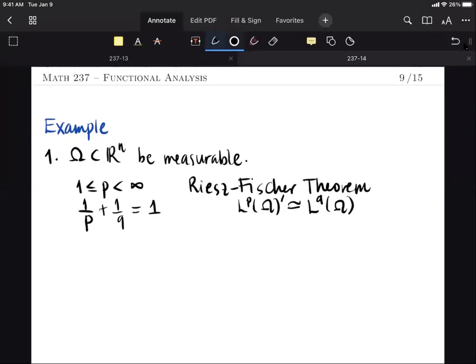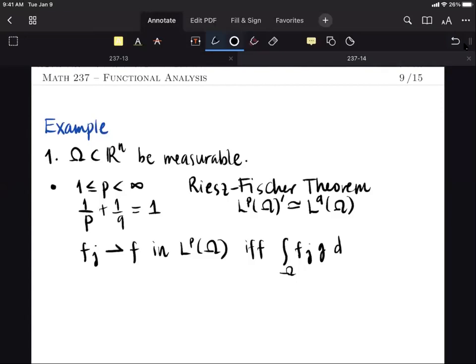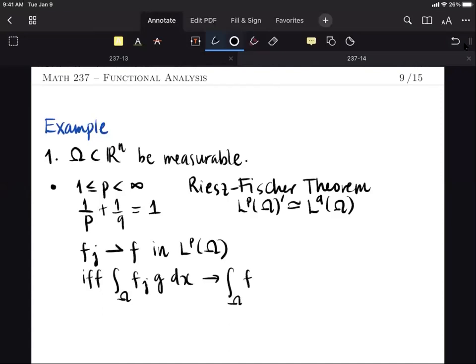Then in this case we have the weak convergence. So f_j converges weakly to f in L^p if and only if the integral of f_j g dx tends to the integral of f g dx. Take note that this is the isometric isomorphism from the dual of L^p to L^q.